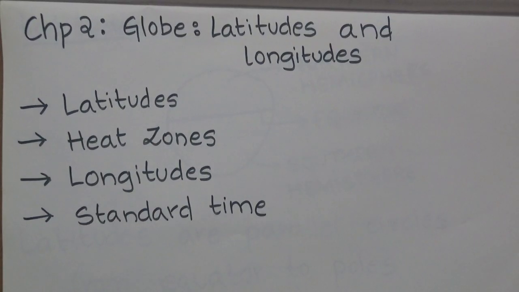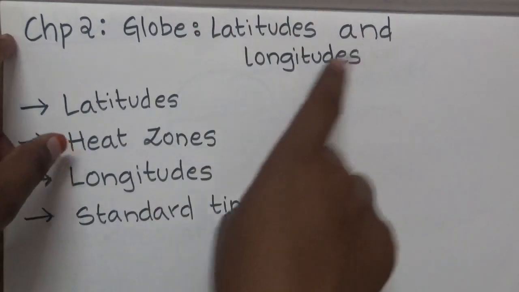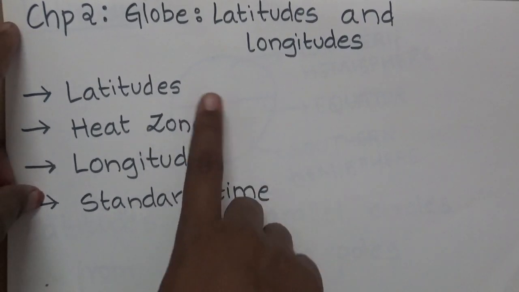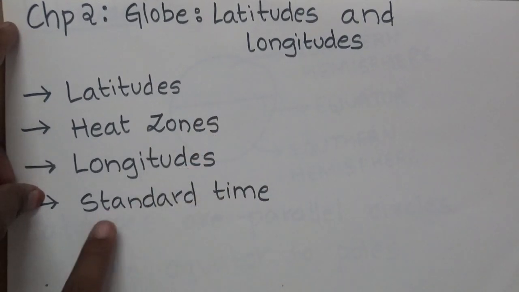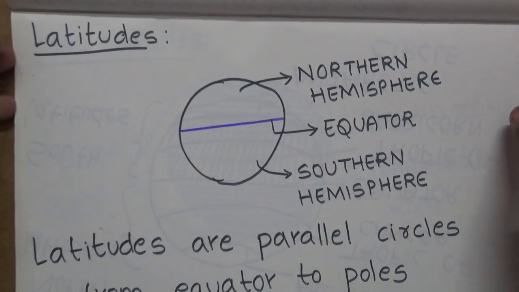Hello guys, in this video we are going to learn about chapter 2, 6th class geography: globe, latitudes and longitudes. The topics to be covered in this class are latitudes, heat zones, longitudes and standard time. Now let's learn about latitudes.